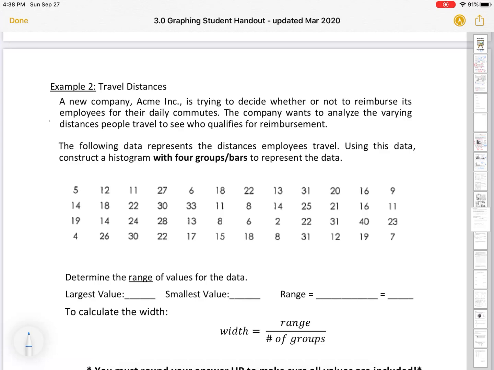So we have some information here. A new company, Acme Inc., is trying to decide whether or not to reimburse employees for their daily commutes. The company wants to analyze the varying distances people travel to see who qualifies for reimbursement. The following data represents the distances that employees travel. And using this data, we want to construct a histogram to represent each group.